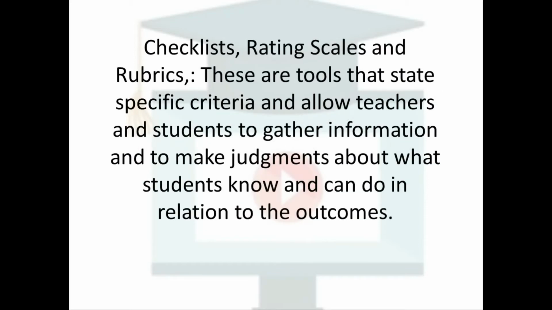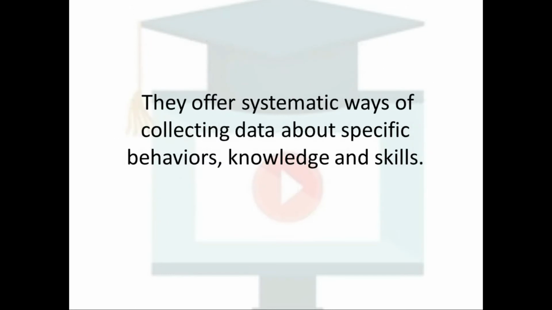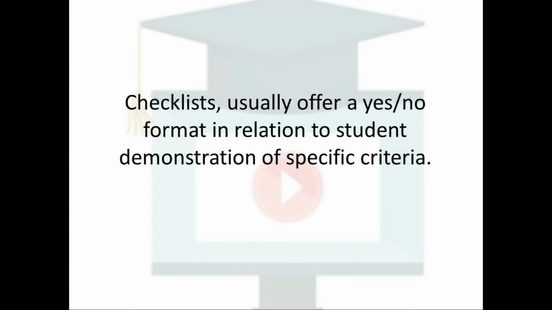Checklists, rating scales and rubrics. These are tools that state specific criteria and allow teachers and students to gather information and to make judgments about what students know and can do in relation to the outcomes. They offer systematic ways of collecting data about specific behaviors, knowledge and skills.